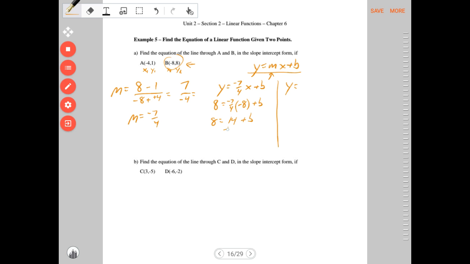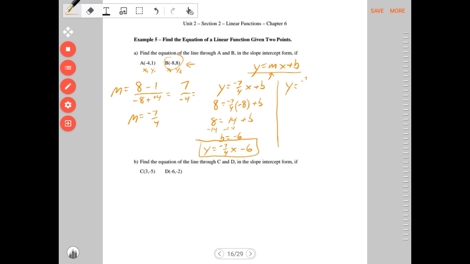Okay, and then we have to go minus 14 minus 14. So 8 minus 14 is negative 6. So b equals negative 6. So once we have the b, then we can put the x's and y's back into the equation. So y equals negative 7/4 x minus 6. So that's how we can get the equation from the 2 points. So again, I told you that I would do that for the other point, just so you could see that they're the same and it's not going to make any difference.